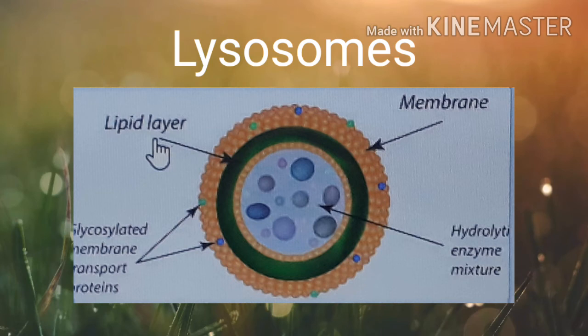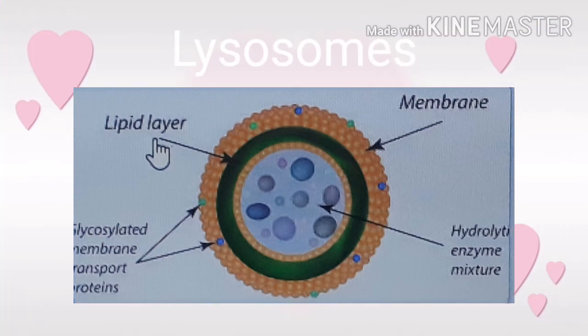Lysosomes are able to do this because they contain powerful digestive enzymes capable of breaking down all organic material. When the cell gets damaged, lysosomes may burst and the enzymes digest their own cell. Therefore, lysosomes are also known as the suicide bags of the cell.